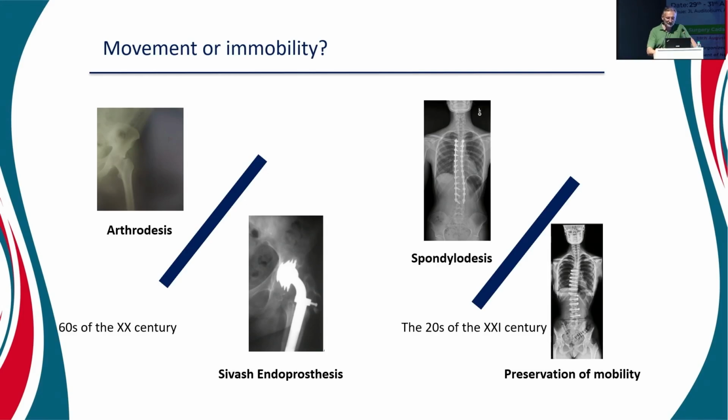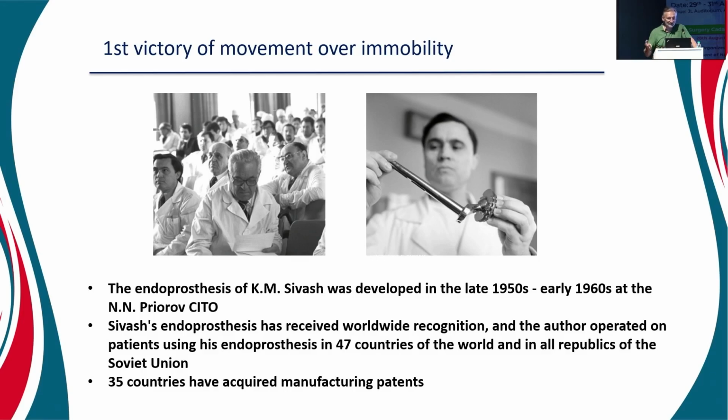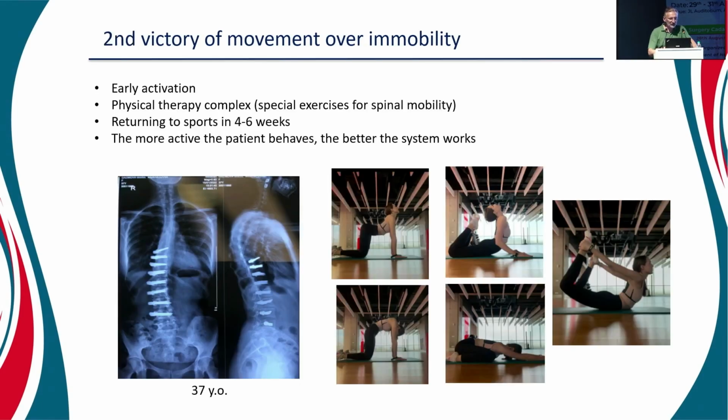And the first endoprosthesis was created in the USSR, by Professor Sivash, and this patent was bought by 47 countries, and in the 60s and 70s this type of endoprosthesis had a very big spread in the world. And now we have a discussion between doctors who like fusion and who try to do dynamic correction of scoliosis.